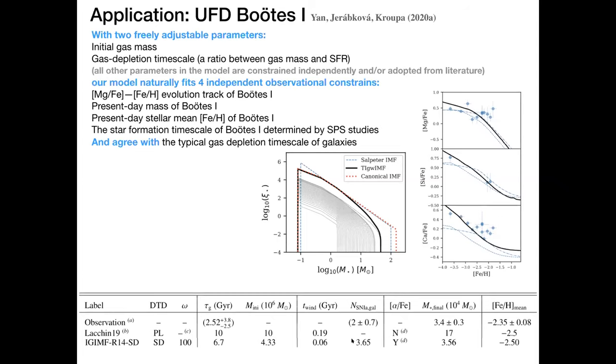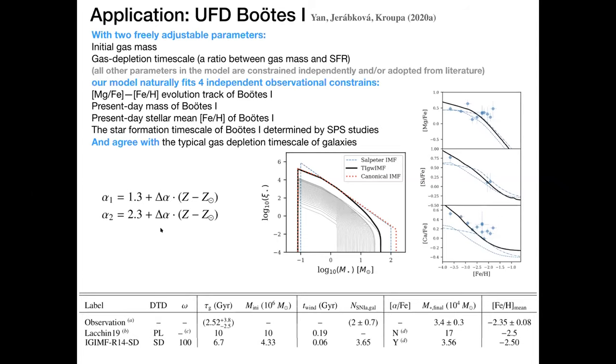So we fit better for some parameters and similar for the total, for the mean metallicity of the stars. And here we see that this fit is not perfect. We have a lower mean metallicity, so it's still within the 2 sigma uncertainty range, but it is lower than the observation suggests.